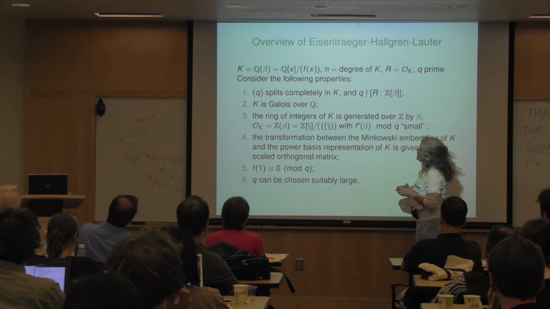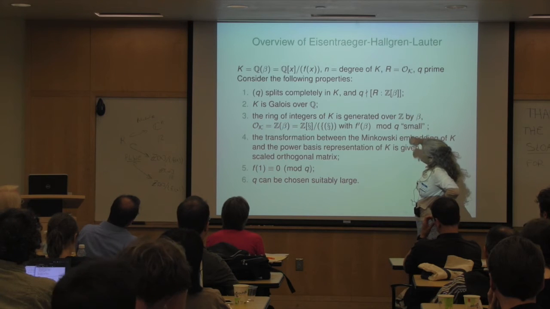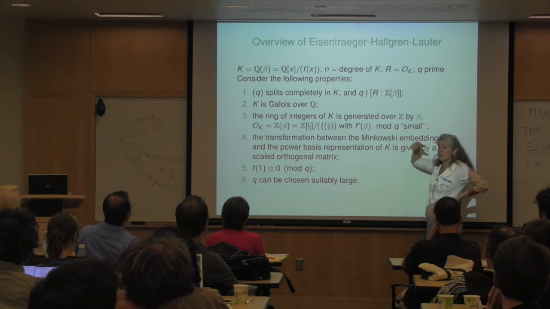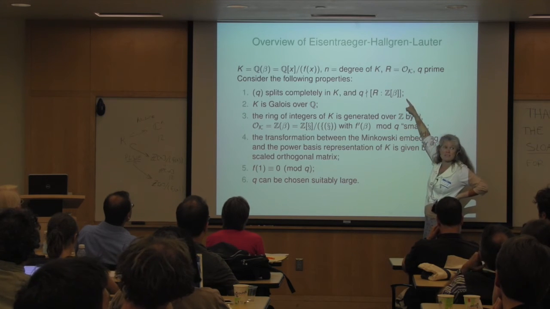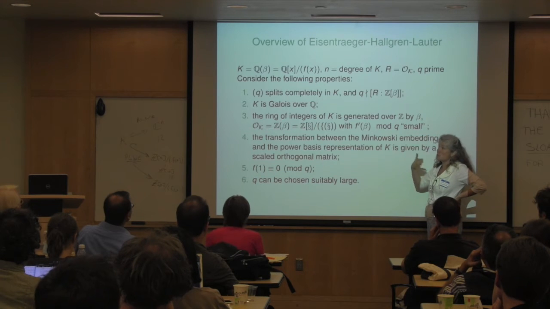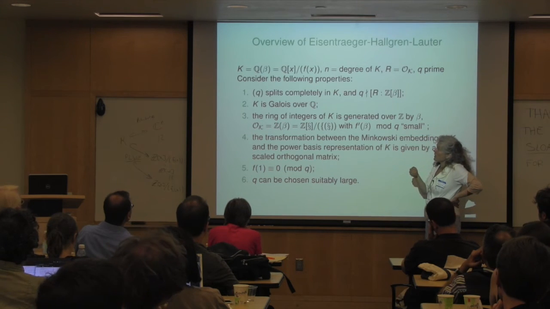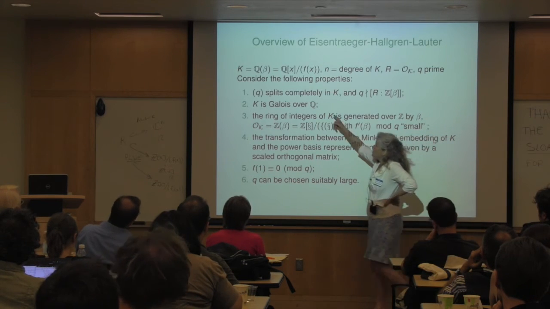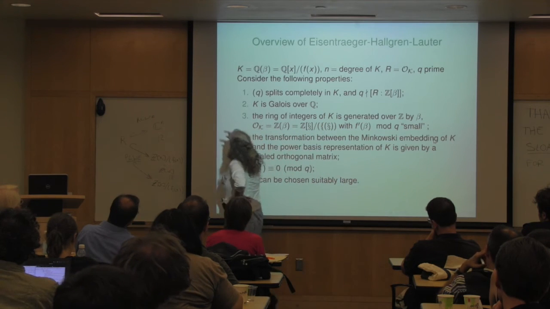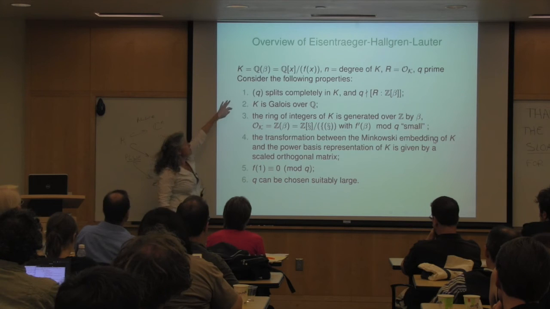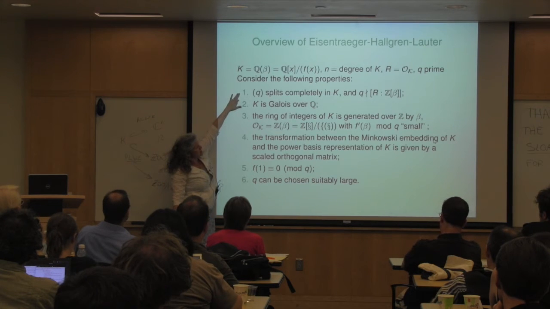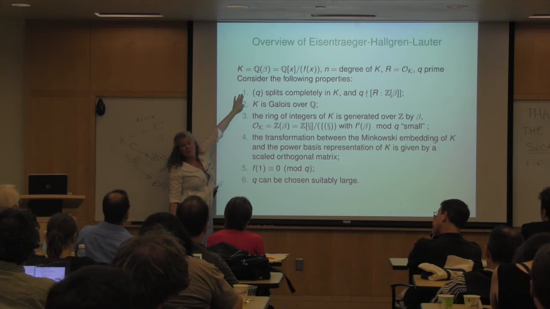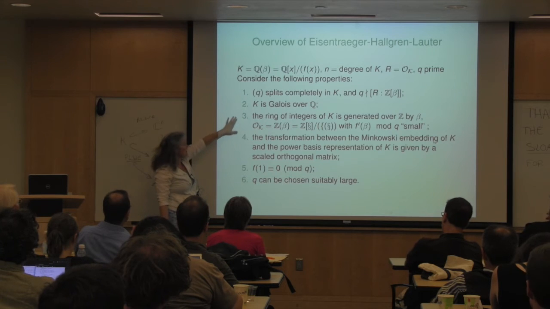So the number field K, the first property is that q splits completely. This was used in a couple of different places that I mentioned. It's not absolutely necessary, but it's the thing that's used in a lot of applications, and it's also the thing that makes it so that you've got n copies of F_q when you look at R_q. Second, K is Galois over Q. This is important for the search to decision reduction. As I mentioned, these are the 2 conditions sufficient for the search to decision reduction for RLWE. They're definitely not necessary.